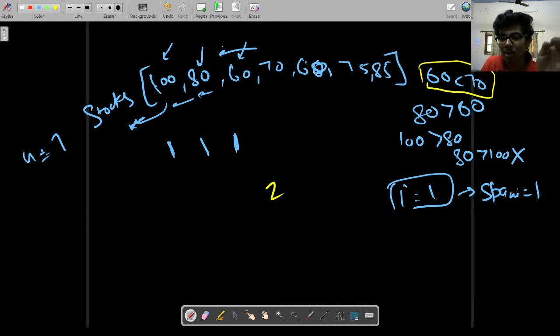Okay, now I move ahead. I see that 80 is greater than 70 now. We need all elements to be less than or equal to stock I, right? But 80 is greater. This means we don't have to increase it. So the final answer for this is going to be 2.